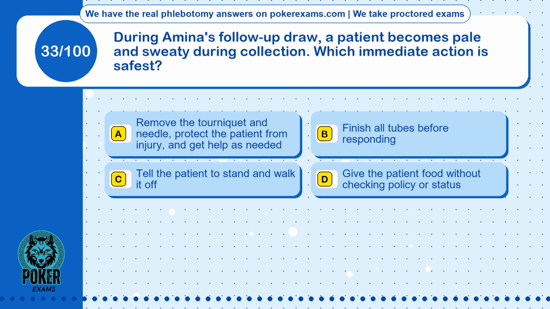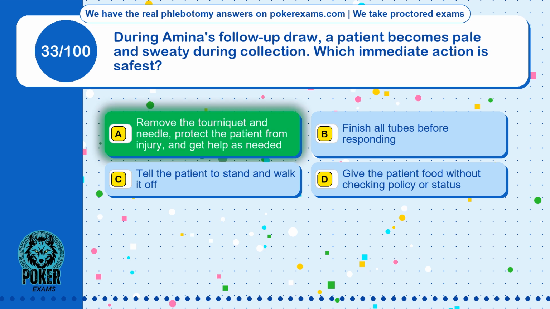Question 33. During a MENAS follow-up draw, a patient becomes pale and sweaty during collection. Which immediate action is safest? Option A. Remove the tourniquet and needle, protect the patient from injury, and get help as needed. Option B. Finish all tubes before responding. Option C. Tell the patient to stand and walk it off. Option D. Give the patient food without checking policy or status.